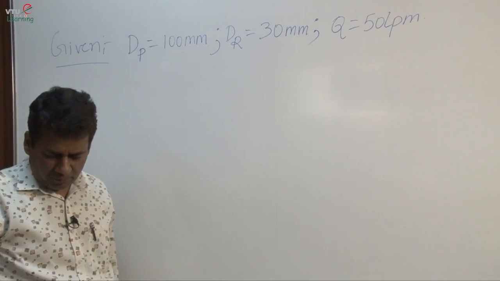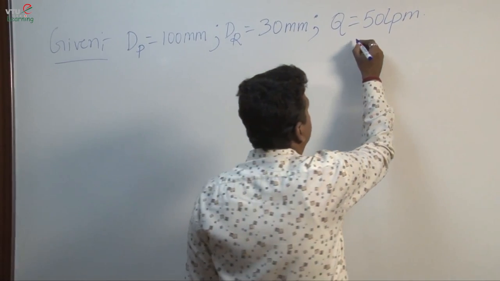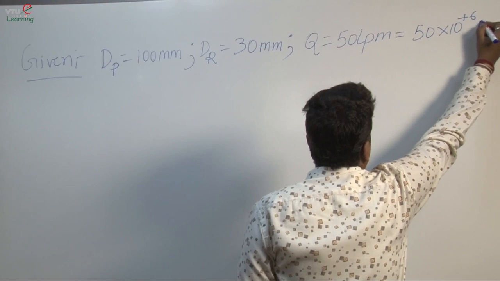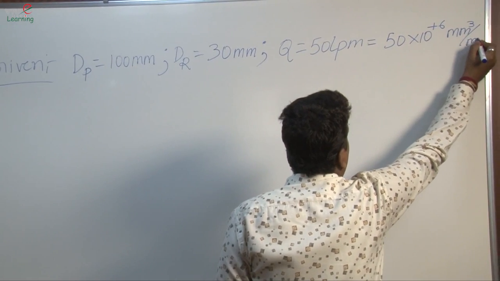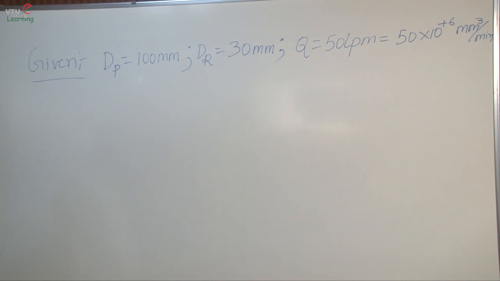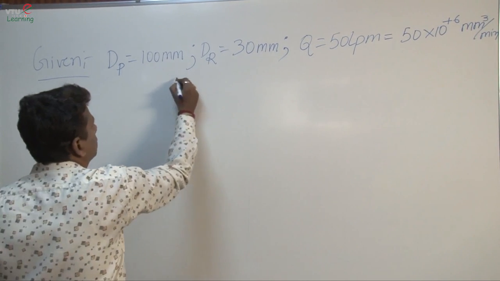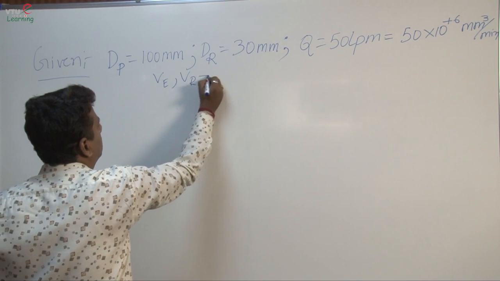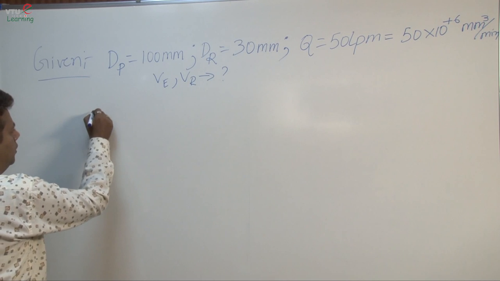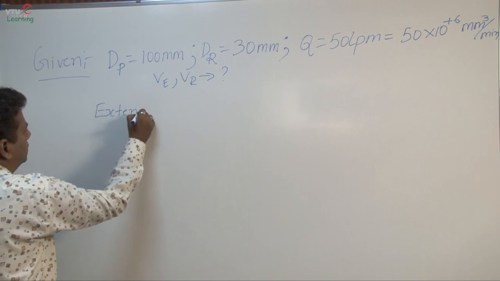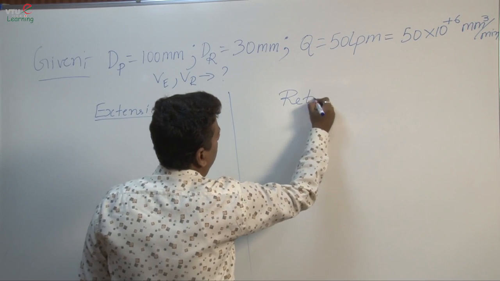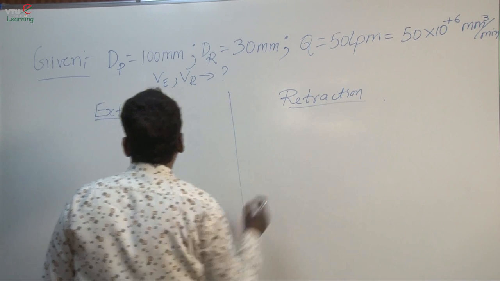So if it is 50 liters per minute, we can convert that into 50 into 10 to the power of plus 6 millimeter cube per minute. So as usual, we need to find out the extension and retraction velocities, right? So same thing here, right? So let us find out first the extension of the piston, right? Then the retraction. The extension, it is like this.